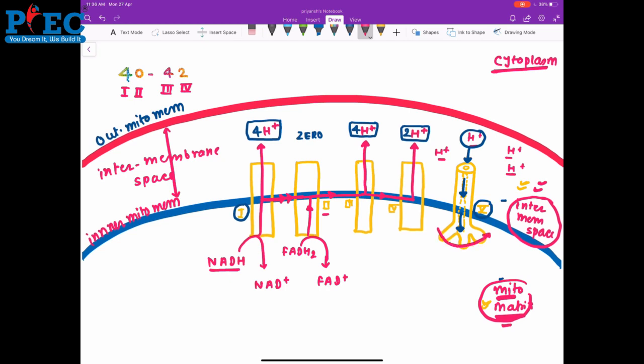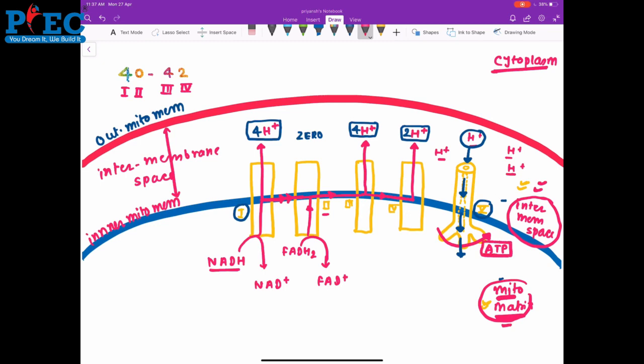process. As the hydrogen ions come into the matrix, the more hydrogen ions come, the faster the fan will move. Now as the fan moves, it will generate energy, and the energy will be generated in the form of ATP.